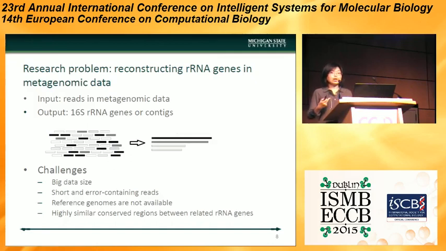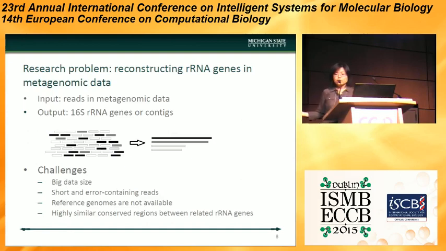In that case, we will try to give you context. And this is not a trivial computational problem. There are several computational challenges. First, data size is very big. Second, the reads are short and contain errors. And we do not usually have a reference genome for all those genes because we are expected to recover novel species. So you cannot just do read mapping. And also, those highly conserved regions between 16S ribosome RNA genes could make the graph very complicated.